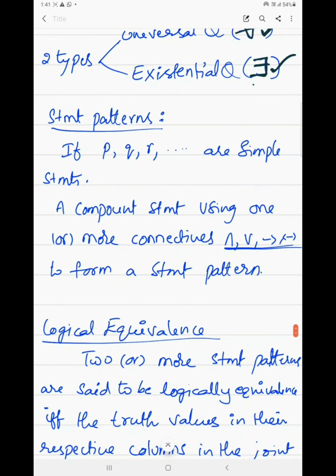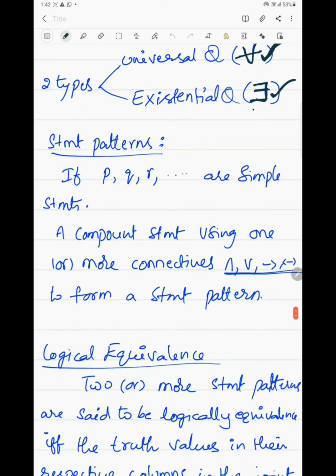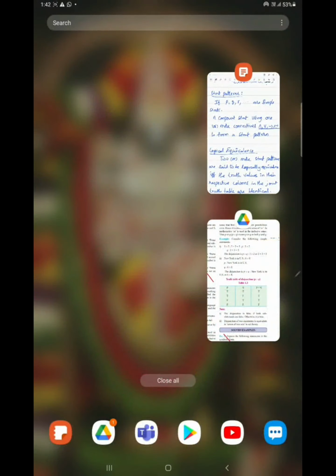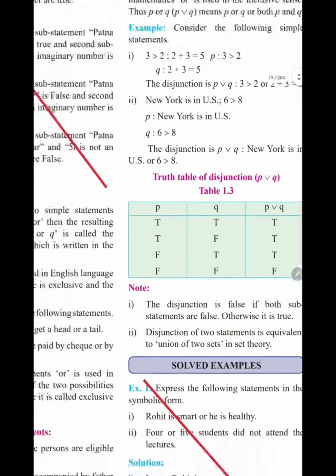Now statement patterns. What are statement patterns? If P, Q, R are simple statements, then a compound statement using one or more connectives, that is, using either AND, OR, implies or double implies, forms a statement pattern, right? That is statement patterns. Simply, I will give you an example from your textbook itself.